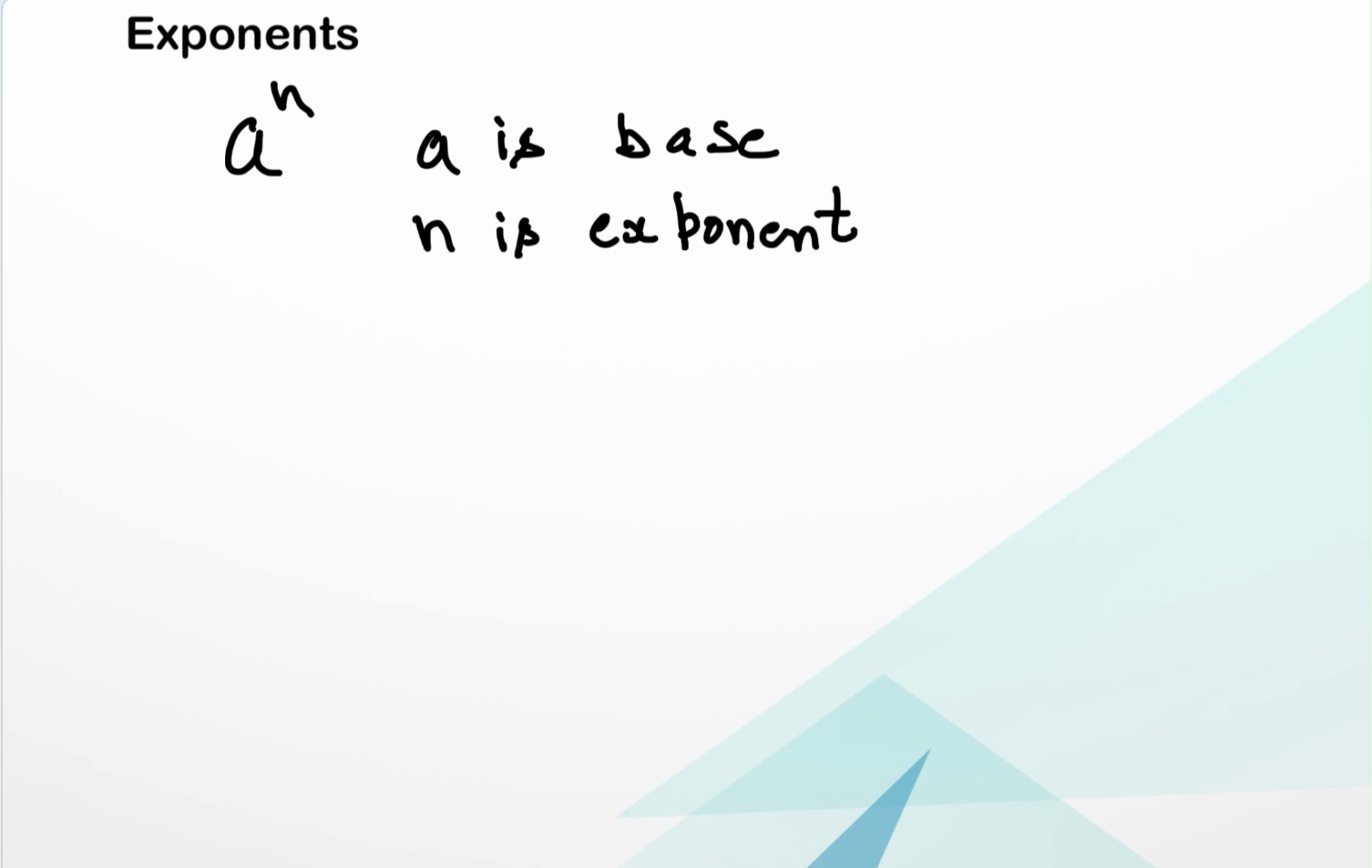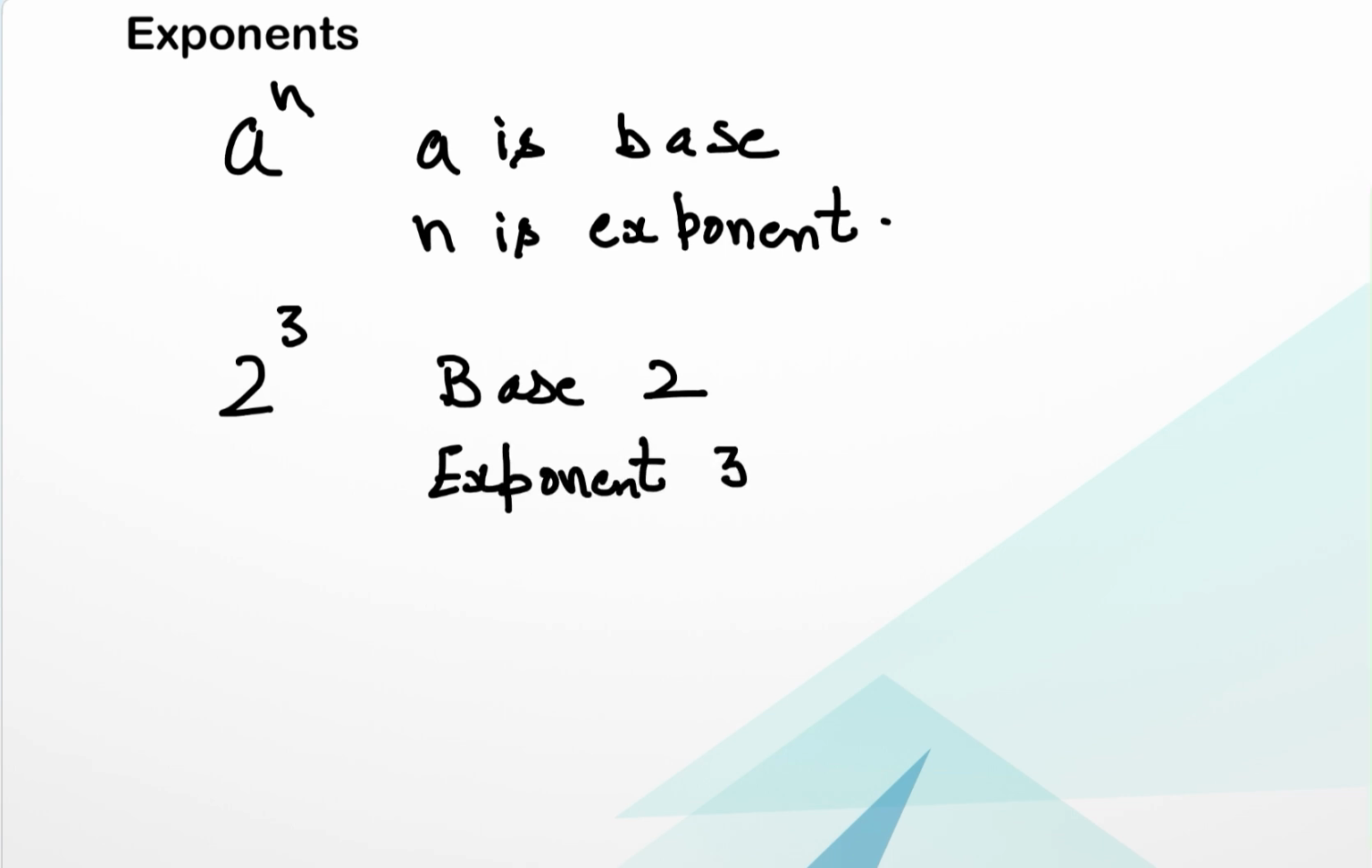So a raised to the power n means that a would be multiplied n times. Example, 2 raised to the power 3, base is 2, exponent is 3. So this means that 2 is going to be multiplied 3 times. So 2 raised to the power 3 is 2 into 2 into 2. That will give me 8. 2 2s are 4, 4 2s are 8.